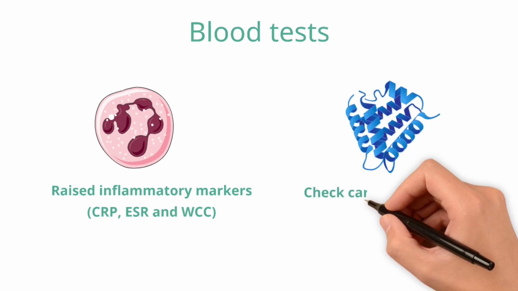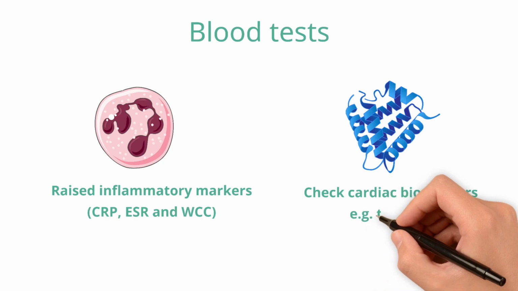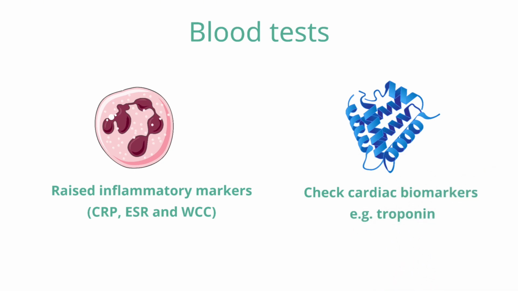It's important to also perform cardiac biomarkers, such as troponin. This is mostly to identify those with myopericarditis, which would usually cause an elevation in cardiac biomarkers due to myocardial inflammation, but are also used to exclude acute coronary syndromes.